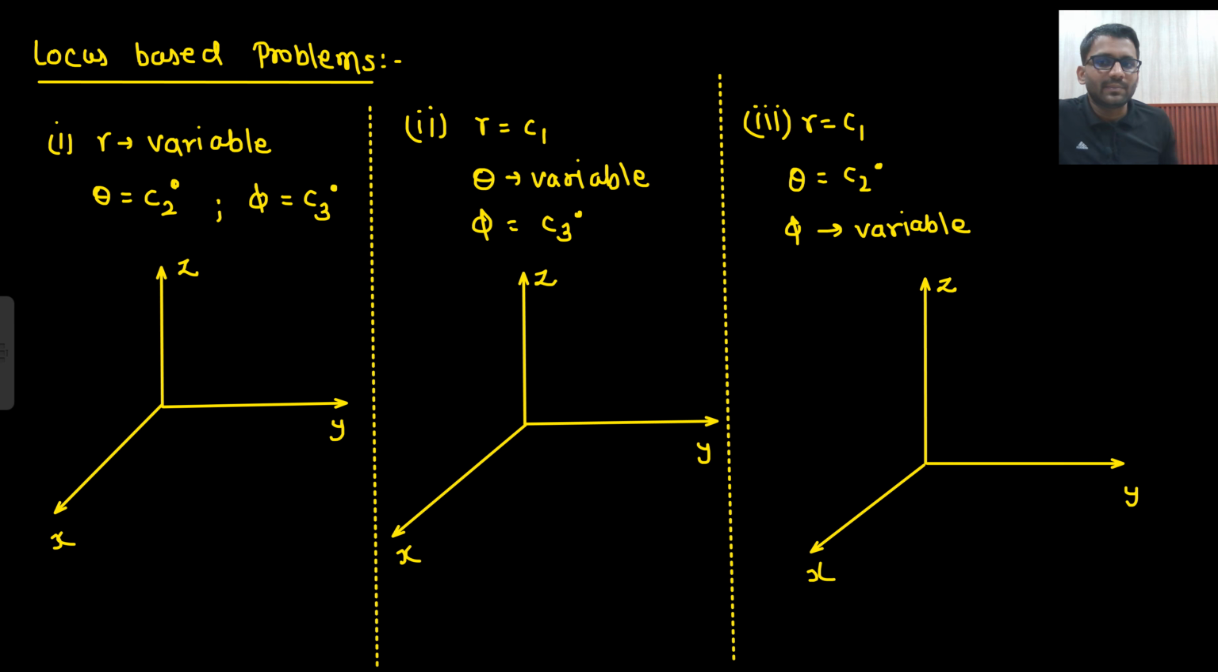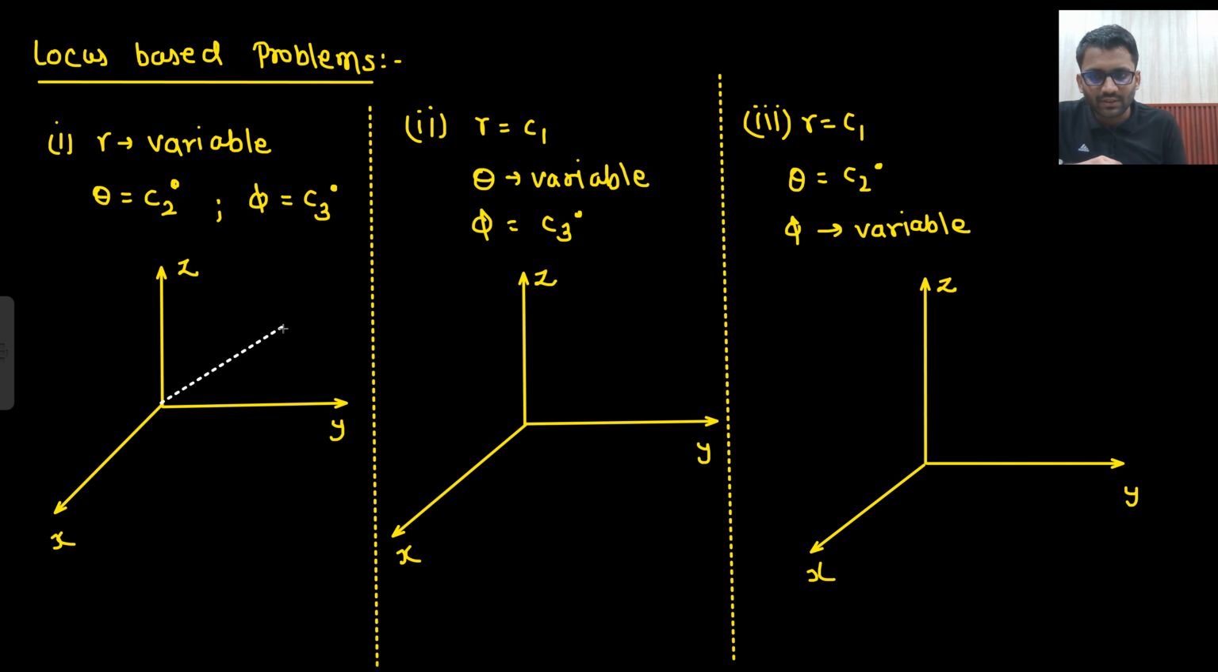Locus based problem, let's see. Here I am not taking the point problem where r is fixed, theta is fixed, and phi is fixed, because that will make a point. I hope you must have understood. So that problem I am not taking here. I am directly starting from the line. So r is variable, theta is fixed.